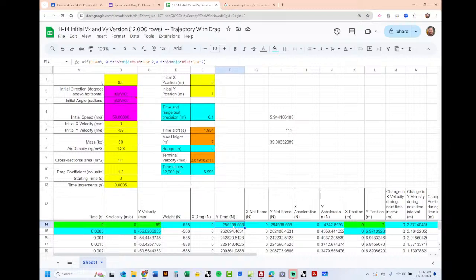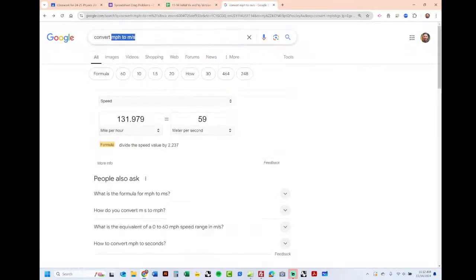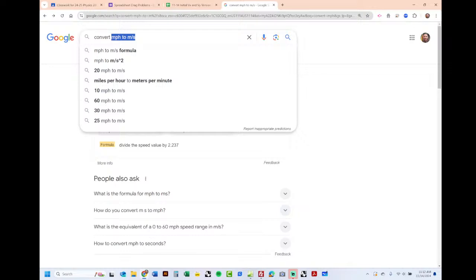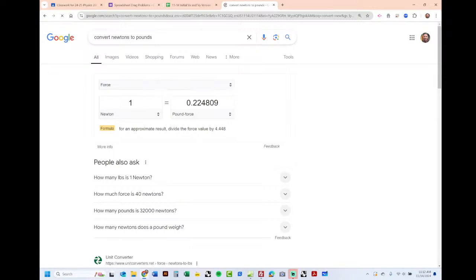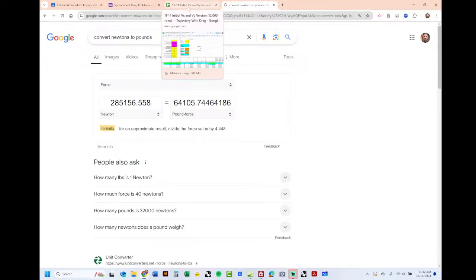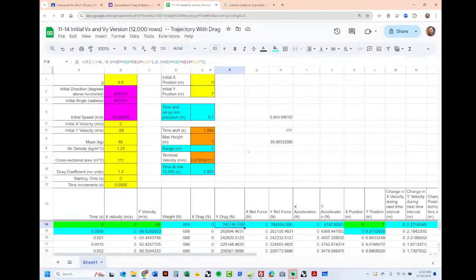So that's the answer, number 9, 284,568. And then number 10 asks you to convert that to pounds. So let's just have Google do it. Convert newtons to pounds. 64,105 or 106 pounds of force. That reminds me of the calculations of what would happen to Santa Claus if he really did deliver all those presents. I think that would just kill anybody. So that's the answer.